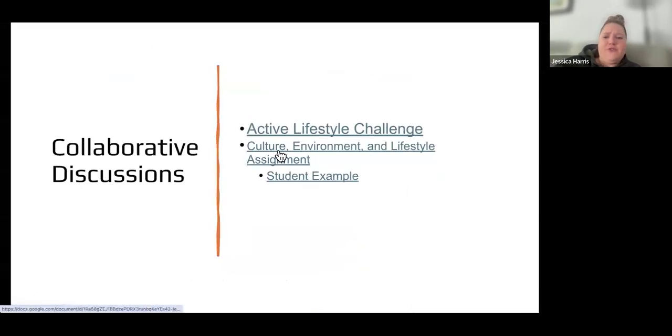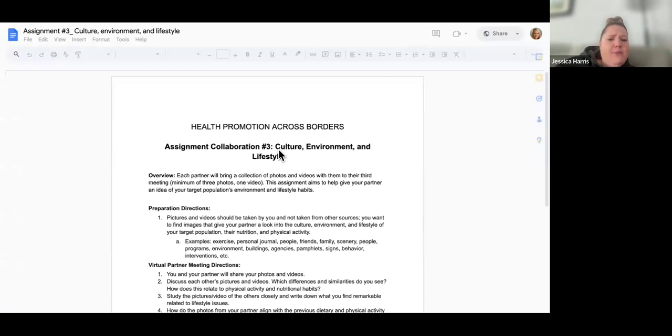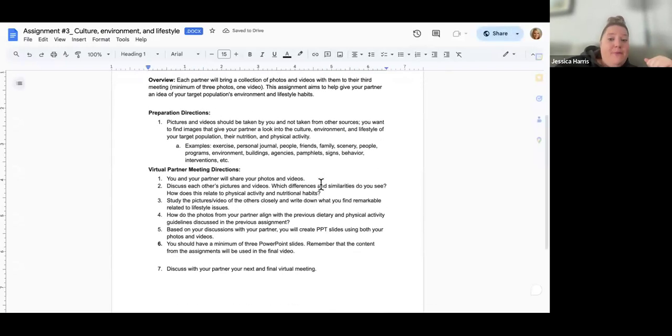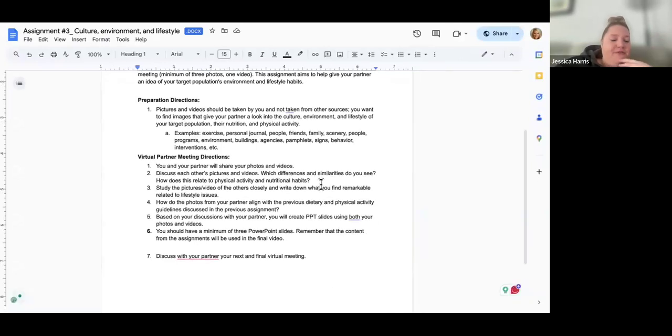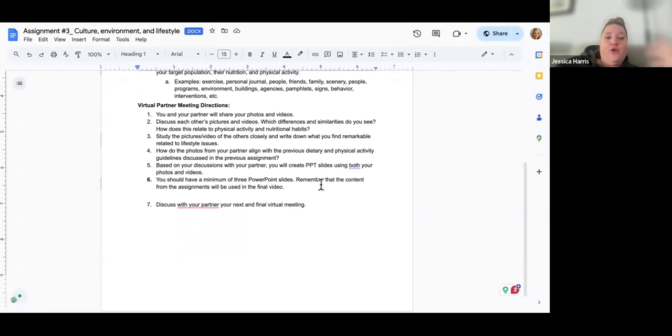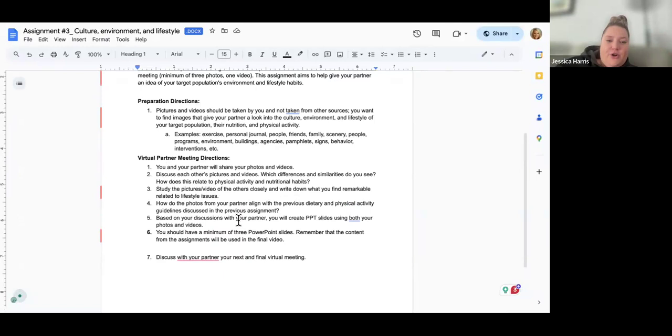In the past, we also did more of a culture and environment collaboration, where they had to bring pictures and videos of where they're from, their culture, their environment, their lifestyle, and the target population of where they live, and share those photos and videos. This has been really successful with students when they have their virtual partner meetings, really discussing the photos, and it gives the students a sense of what the Netherlands looks like, what the USA looks like, and what it looks like in regards to these wellness and personal journeys.